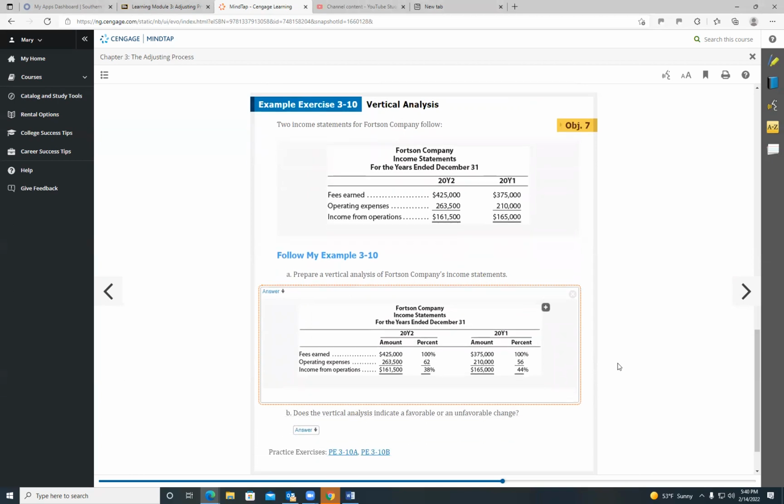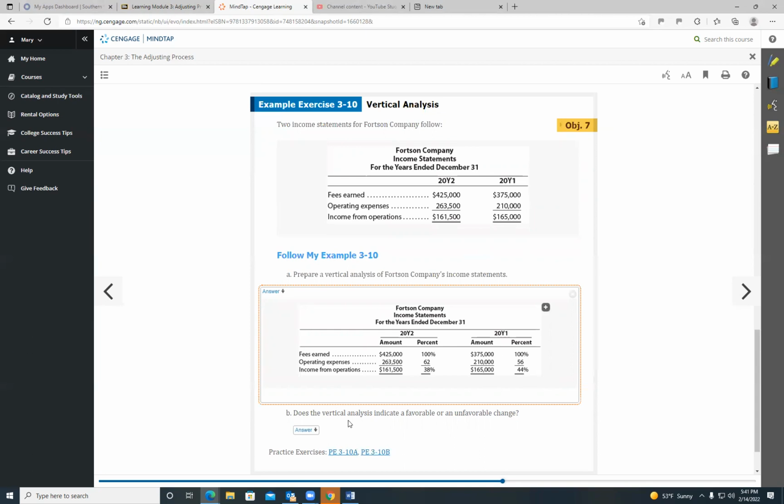So you see here, they took the income statement and they did the vertical analysis. So here you have your total revenue and your total expenses. All right. So 62% of your revenue went to pay your operating expenses. So only the remaining 38% was used to generate your income. And the previous year, 56% of revenue was used to pay your operating expenses, leaving 44% of the revenue to go towards your total income for the year.